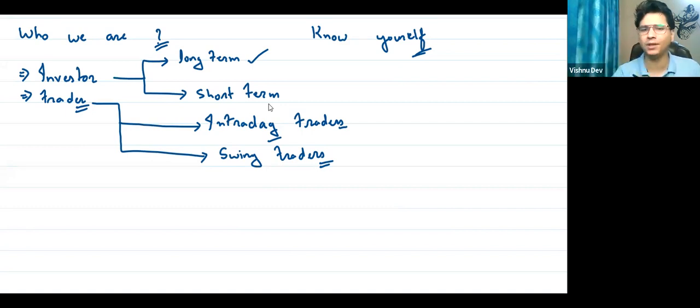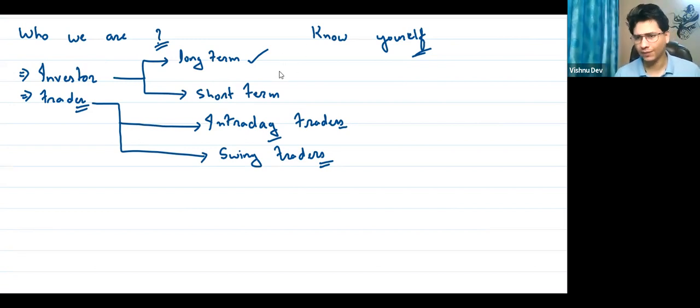For example, I buy an HDFC share, and I'm like, okay, till I'm getting 5% return, I'll sell it. Means I just need 5% return. Whenever it gets 5% return, I'll sell it. But I will keep the time frame also, that I will sell it in 1 week, or in 2 weeks, or in 1 month. So that is your swing trading. Intraday is I buy a share.